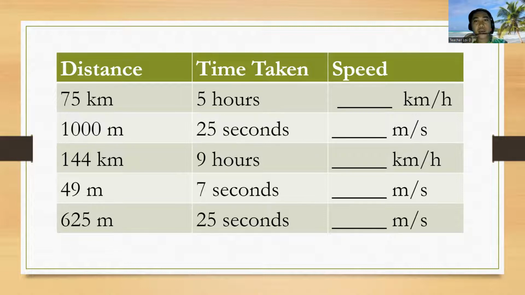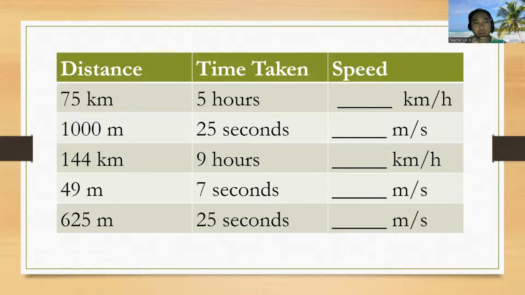So 40 meter per second. How about 144 kilometer and 9 hours? So divide natin yung 144 sa 9. So 16 kilometer per hour. How about 49 meter and 7 seconds? So divide 49 by 7 is 7 meter per second.